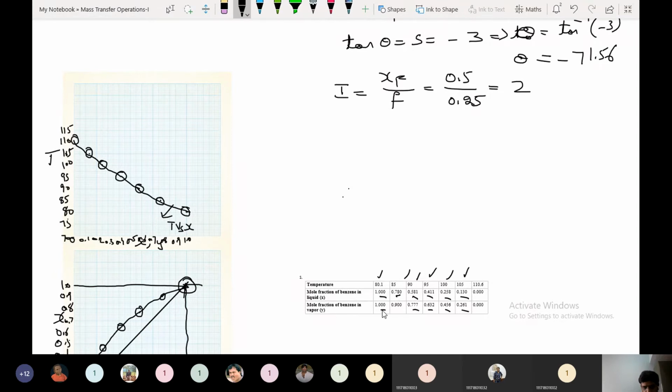So the first point is 80.1 and 1. So 80 is around here, and this is also the same point. Same point we can take once again. Then 85 and 0.9. 0.9 is this one. Then 90 and 0.777. We will get it here. Then 95 and 0.632. You will get it here.